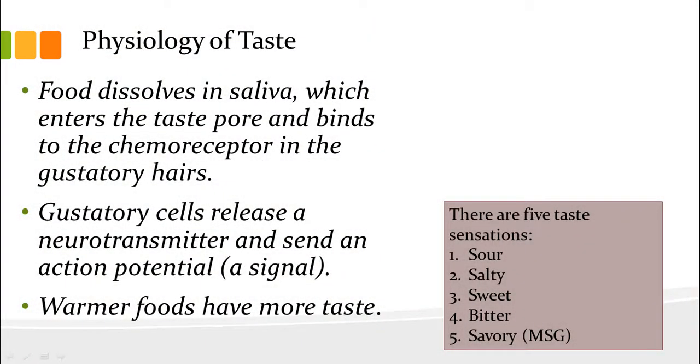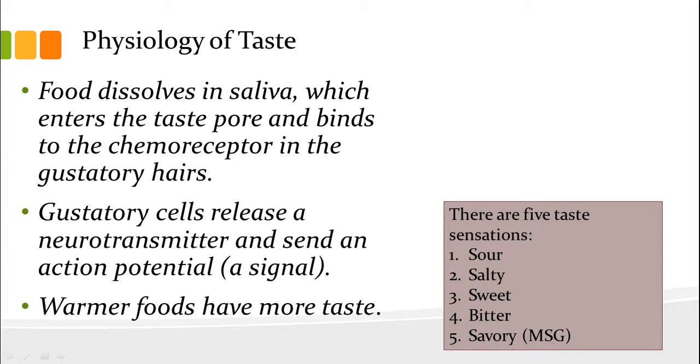So what about taste? Like I said, the food dissolves first, then it enters that taste pore. It binds to something called a chemoreceptor. It's a receptor that is specially suited and designed for recognizing chemicals, which is what we have in the food. And those hairs are called the gustatory hairs. Gustatory, with gusto, that kind of thing, has to do with taste.